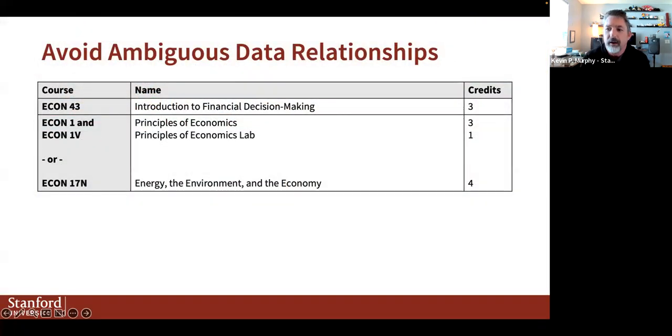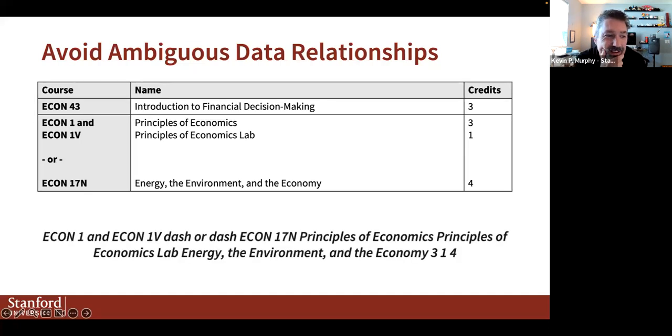The next one, I bet you've probably all seen this exact example when you've been looking at things at universities, like at Stanford. This is an ambiguous data relationship between the headers and the data. That first row, Econ 43, that one's fine. But the second row, Econ 1 and Econ 1V, or Econ 17N, how is that going to get read to a screen reader? Well, it's going to get read like this: Econ 1 and Econ 1V dash or dash Econ 17N, principles of economics, lab energy, the environment, and the economy 314.